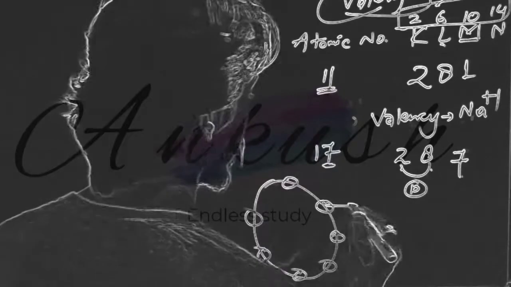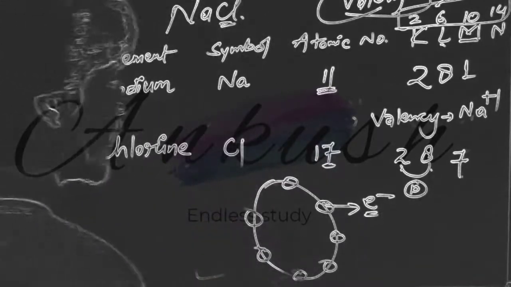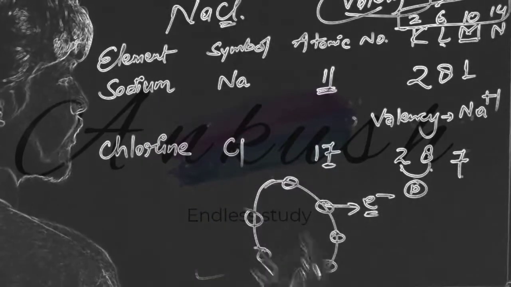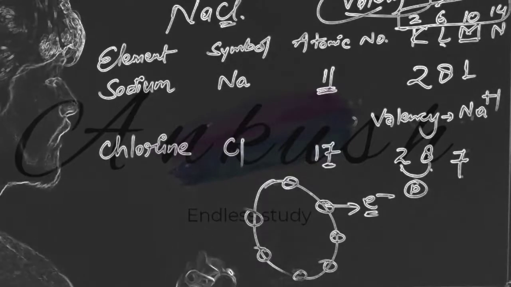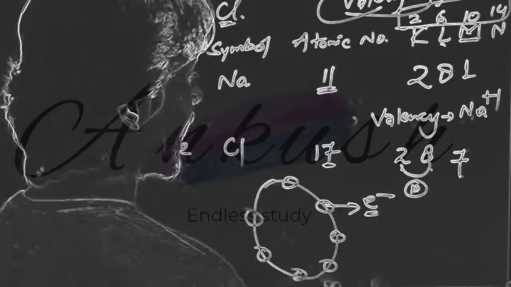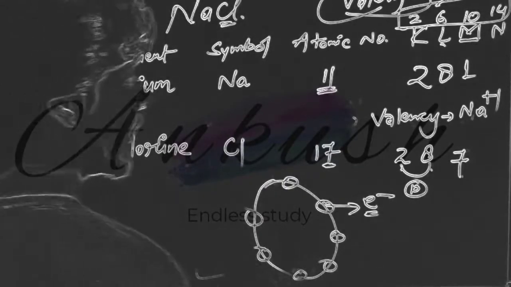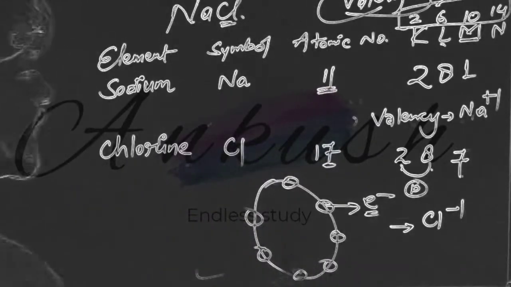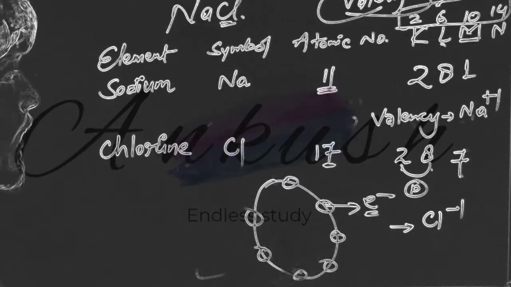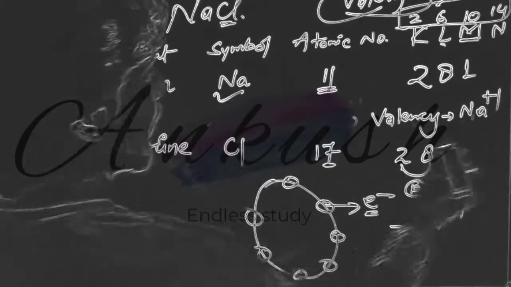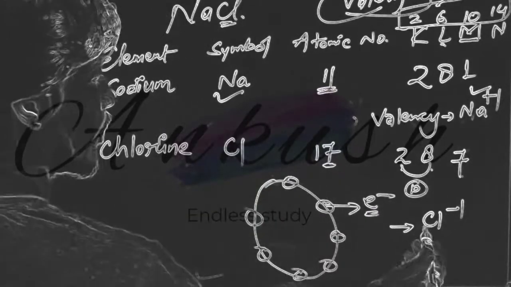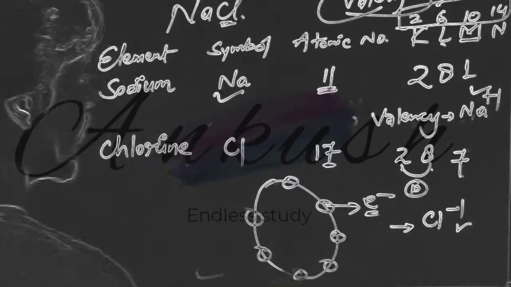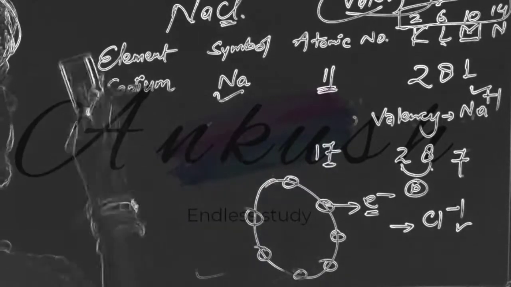There are 7 electrons, so what should we do? We should give off 7 or we should take 1. If we take 1, that's a better deal. When any element takes an electron, it gets a minus charge. So the valency of chlorine is -1. Now we know the valency of sodium is +1 and the valency of chlorine is -1. Now we can make the formula.